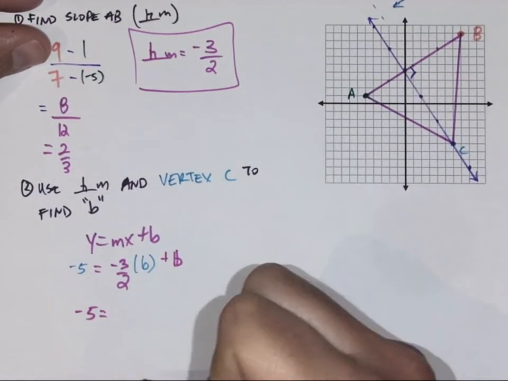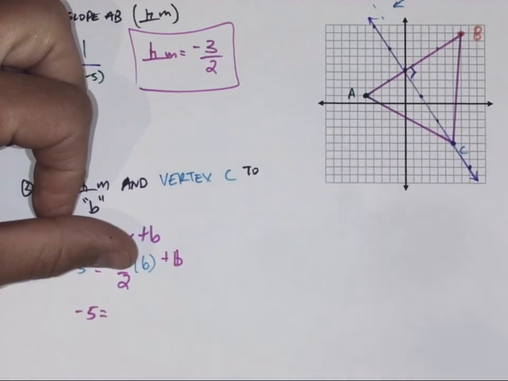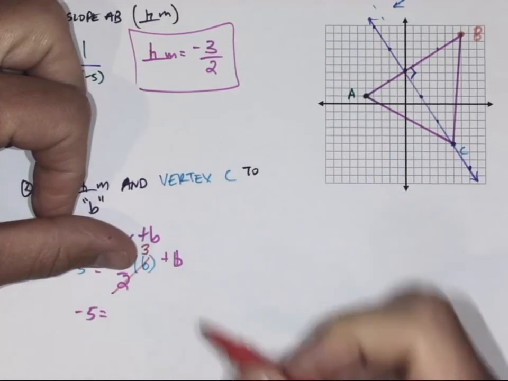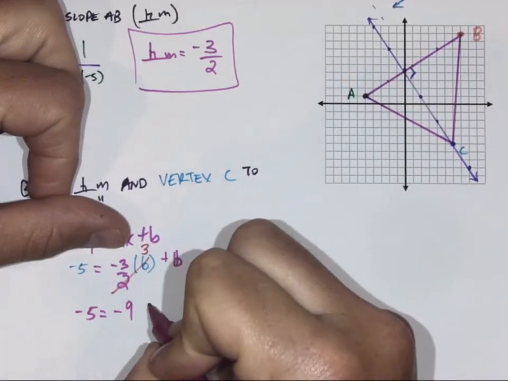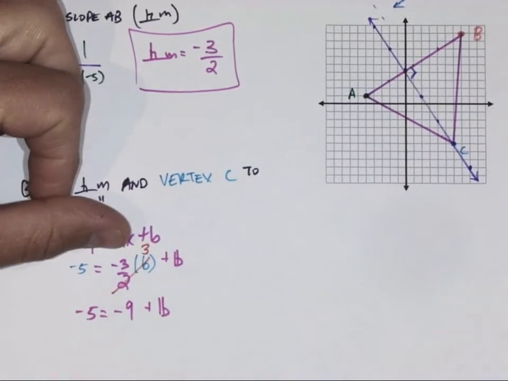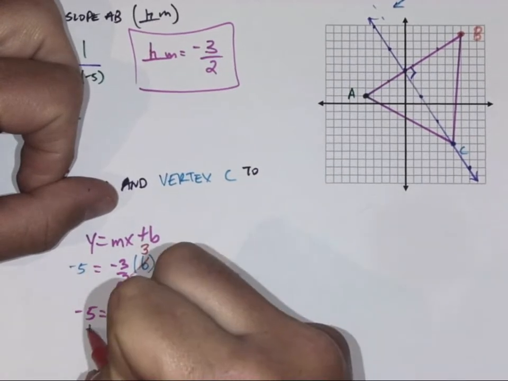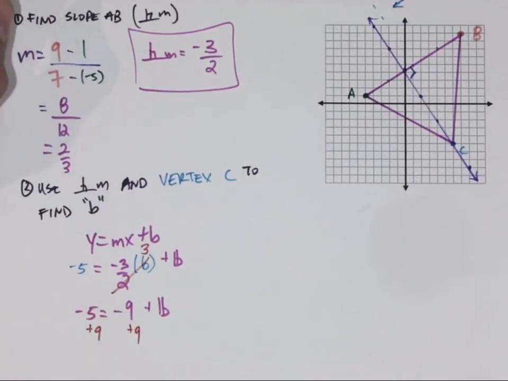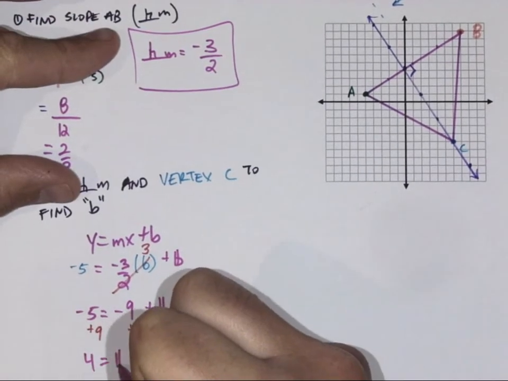Negative 3 over 2 times 6 is the same as 6 divided by 2, just make smaller numbers. 6 divided by 2 is 3, times negative 3. To isolate the variable, add 9 to the right. Math is fair. Whatever you do to one side, do the other. So add 9 to the left. And we have our y-intercept.